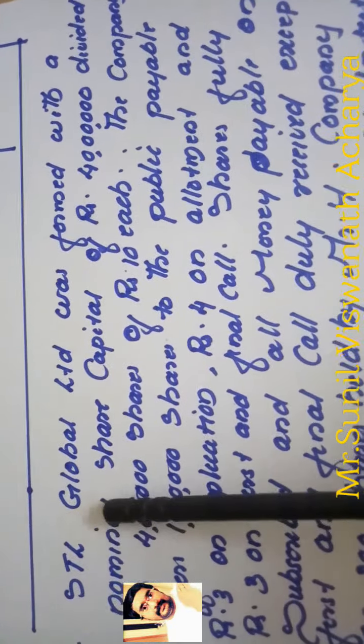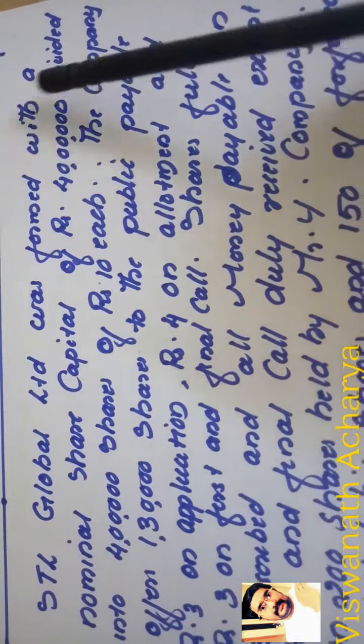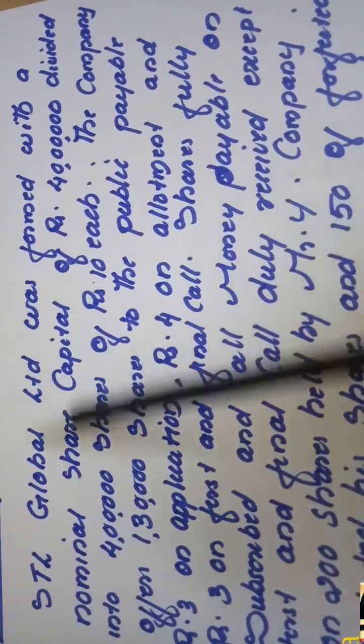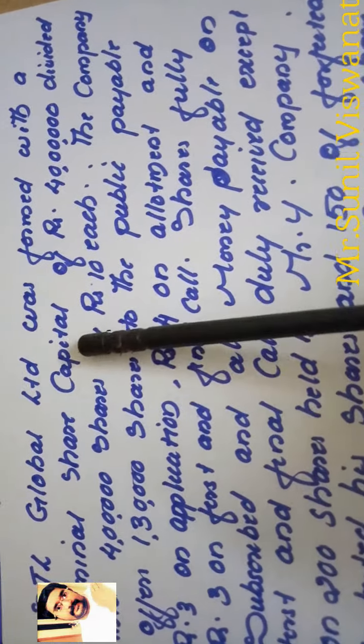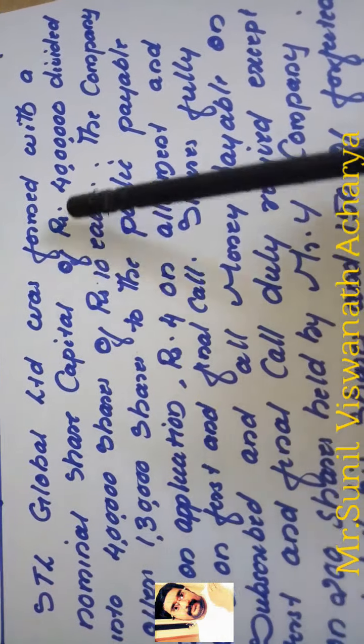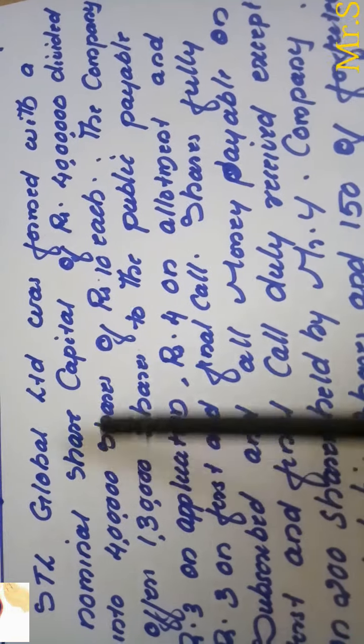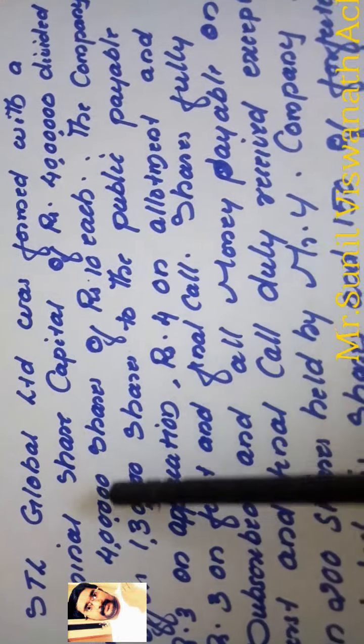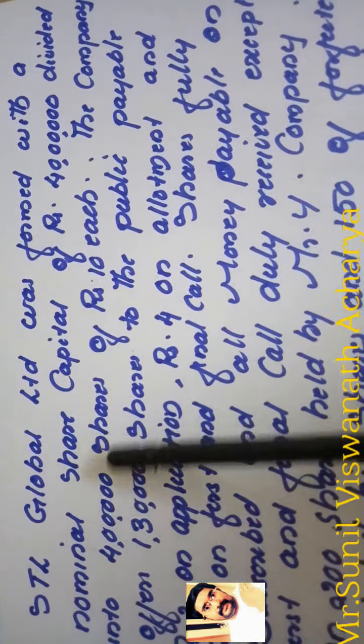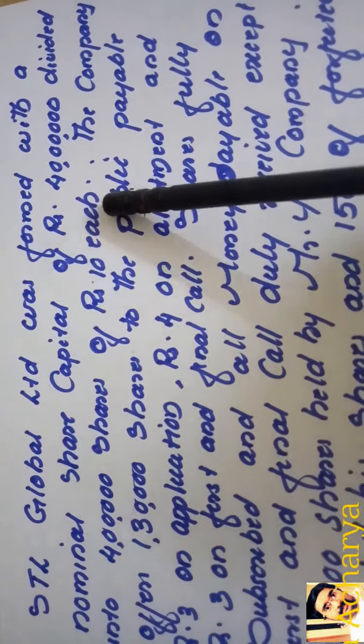Now we can take another example. STL Global Limited was formed with a nominal share capital, which means registered capital, another name being authorized capital, of rupees 40 lakhs. It is divided into 4 lakh shares of rupees 10 each. So the total number of authorized shares is 4 lakh shares, and the face value is 10.